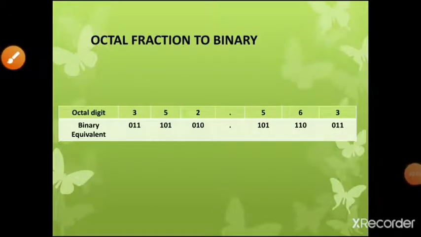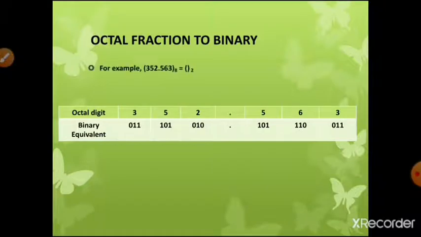Octal fraction to binary. How to convert an octal fraction to binary? Similarly to what we discussed in the last slide, first we take each octal digit and substitute the respective binary value. For example, here we have 3, right? We substitute 011 in place of 3, and 101 in place of 5. We substitute 010 in place of 2.